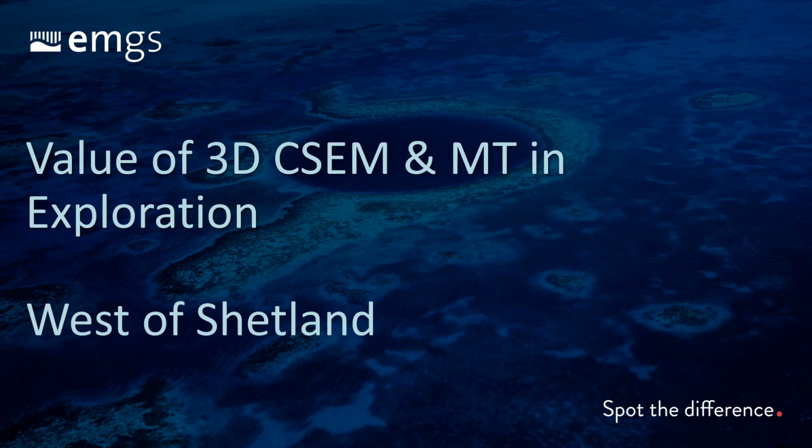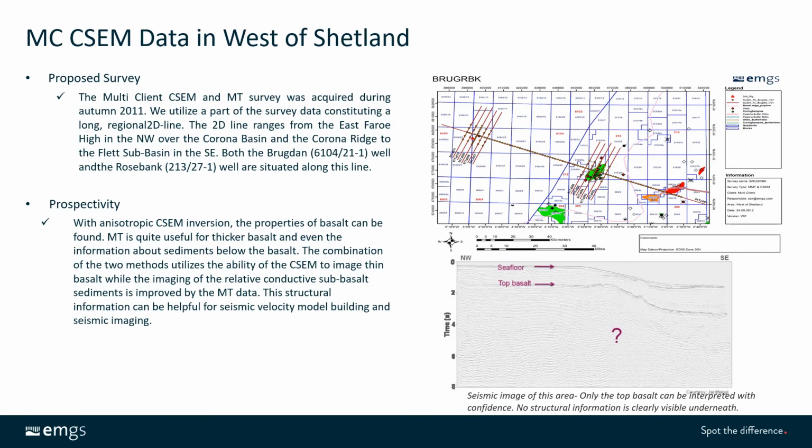But apart from that, you can also use CSEM and MT. MT is the magnetotelluric method, used to define the geometry of structures like salt and basalt. So this is one example of multi-client data acquired west of Shetland, and you can see there are a group of small 3D surveys done, and these small 3D surveys are joined with one 2D line.